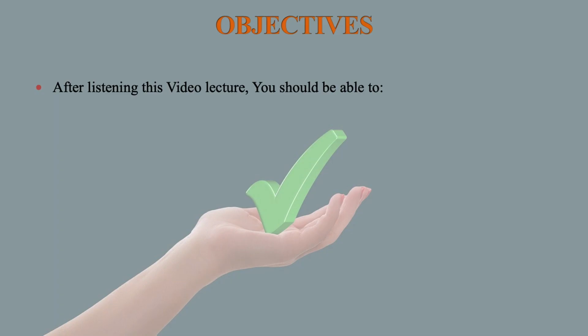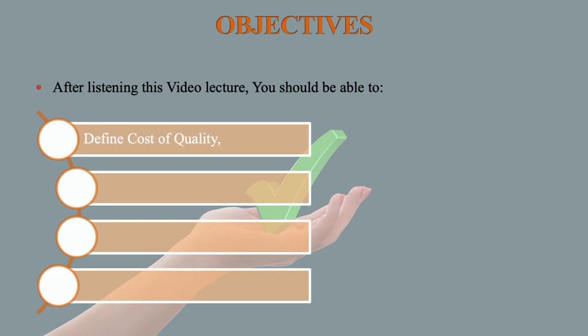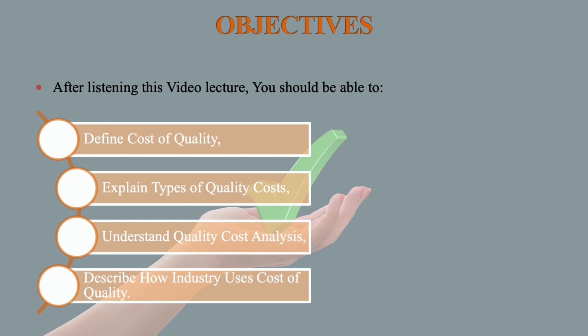Objectives. After listening to this video lecture, you should be able to define cost of quality, explain types of quality cost, understand quality cost analysis, and describe how industry uses cost of quality. These are the various objectives we are going to learn in this lecture.